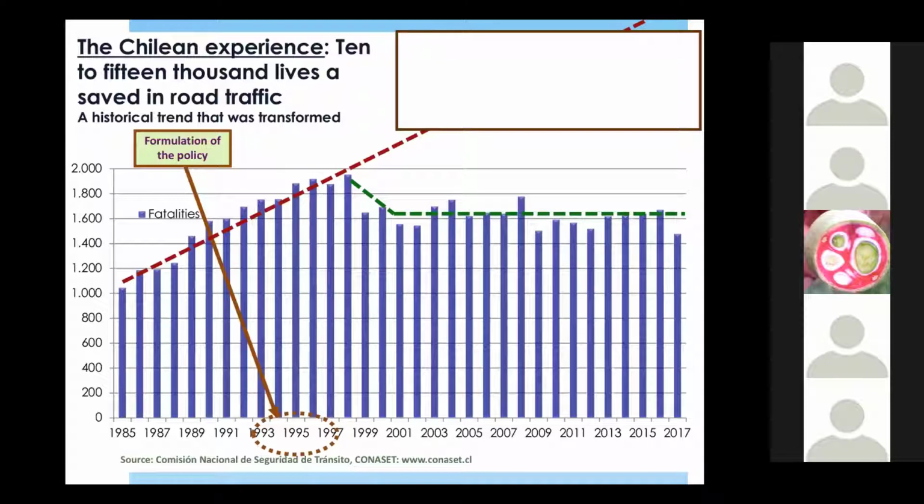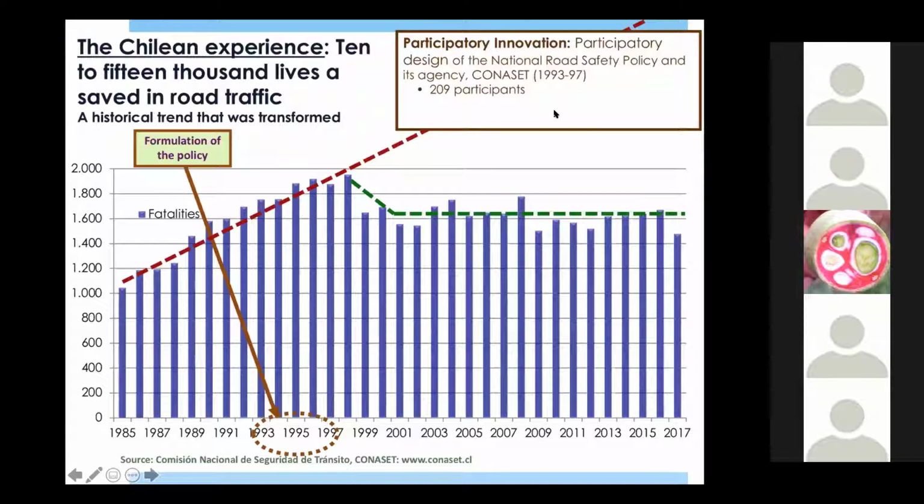What did we do? Through participatory innovation, the participatory design of the National Road Safety Policy and its agency, called CONACET in those years. 209 participants provided the content, all of it. 129 innovations were identified and 76 of them implemented up to 2006. No foreign expert was brought in, and on the contrary, many Chileans went out after this experience to other countries.